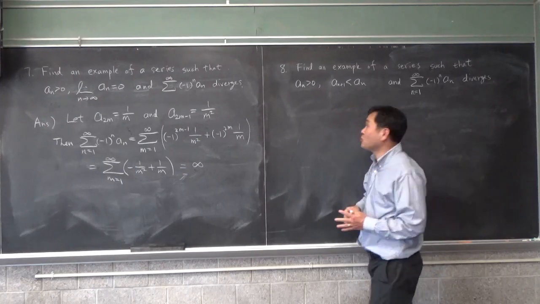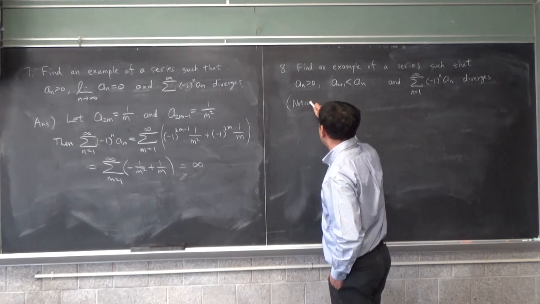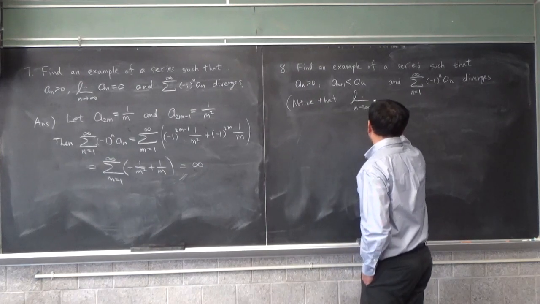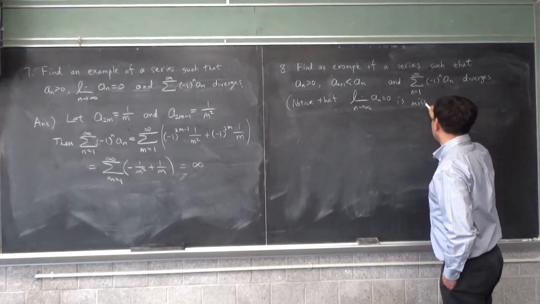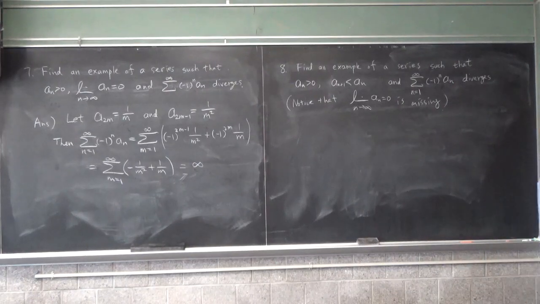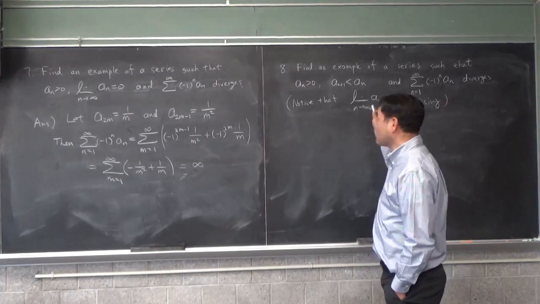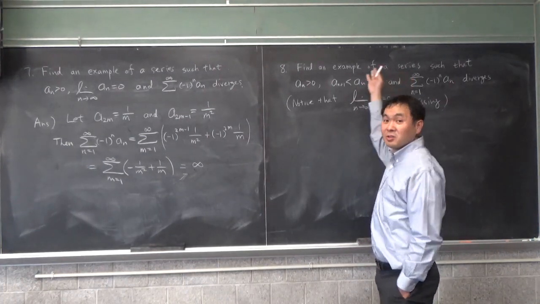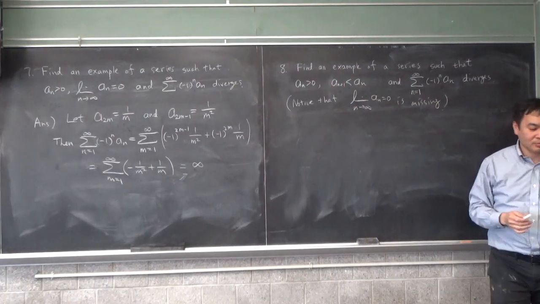The limit is not. So here, notice that limit n going to infinity of an equal to 0 is missing. Okay. This condition is missing. And therefore, because it's missing, there are cases where even if this is true, it might be divergent. The summation might be divergent.